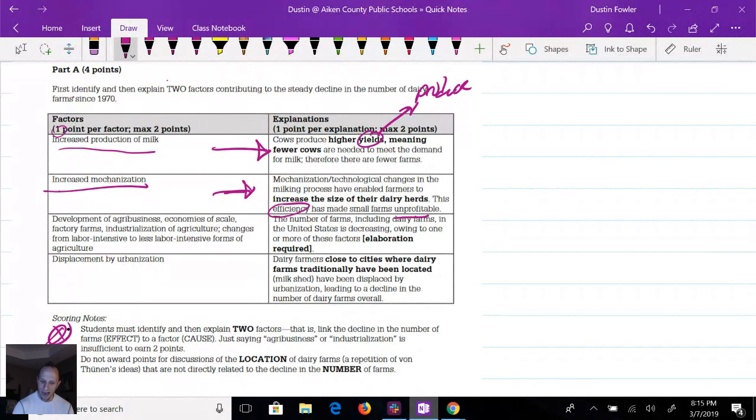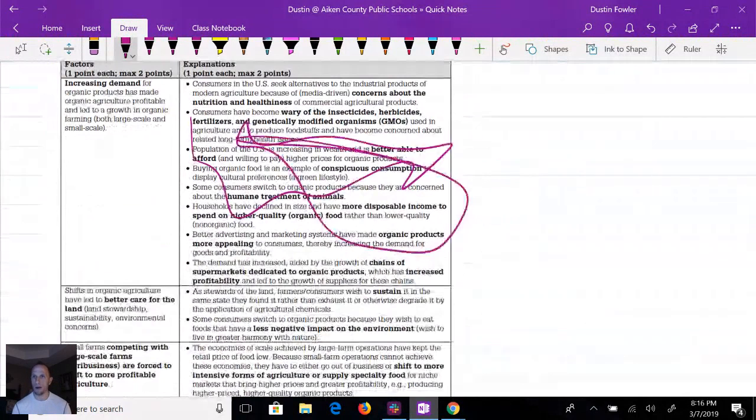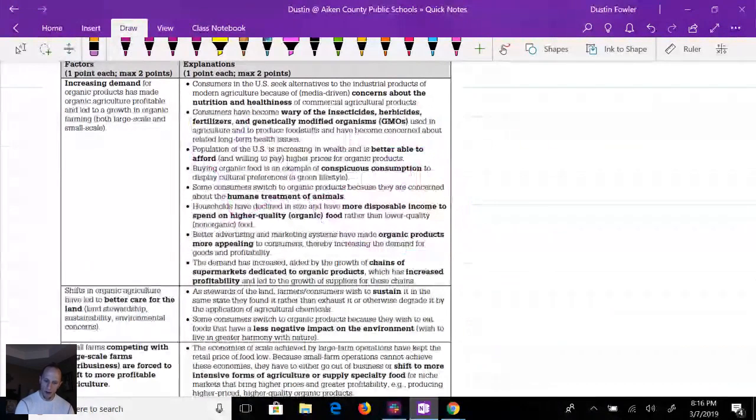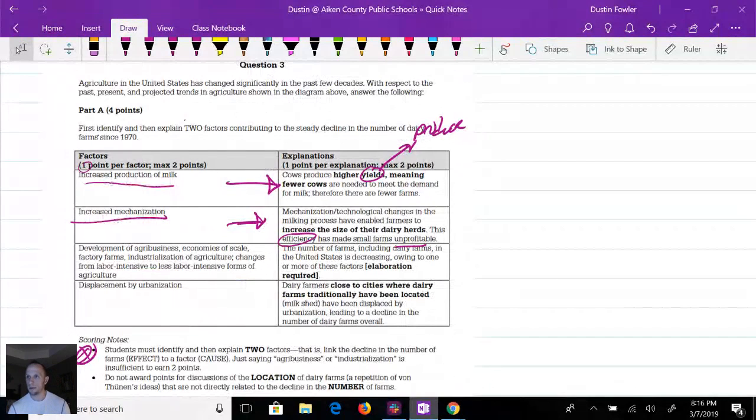Now, the rubric's the exact same for part 2, except you're looking at the factors for why organic farms are on the rise. All right, and there's a lot you can say here. Y'all see that? There's a lot of things you can explain having to do with that one identification. Now, real quick, I just mentioned you can get a point for the ID without getting a point for the explanation. Can you get the point for the explanation without the point for the ID? The answer is yes.